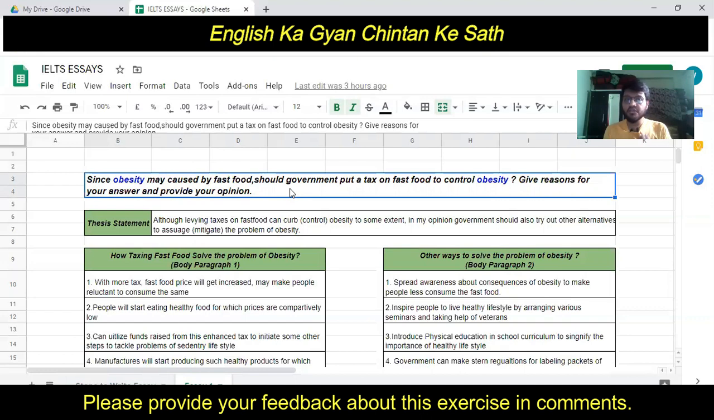But if I talk about this particular topic, then the keyword would be obesity. Now you can write any general 2 or 3 sentences about obesity, then your thesis statement, and then we will move step by step to paragraph number 1 of the body and paragraph number 2 of the body. So as our keyword is obesity, let's try to think of something about obesity.